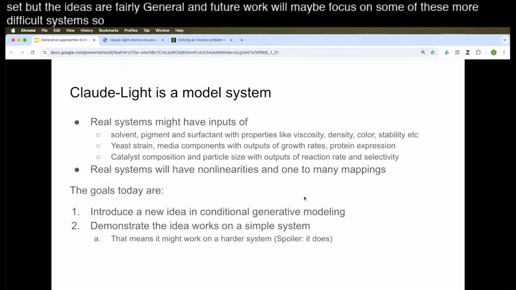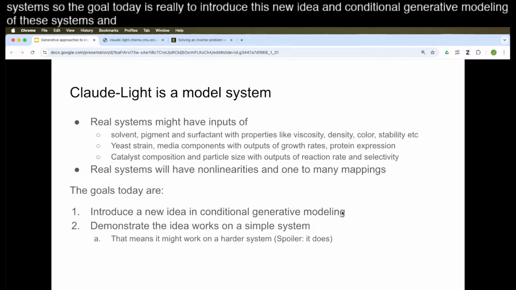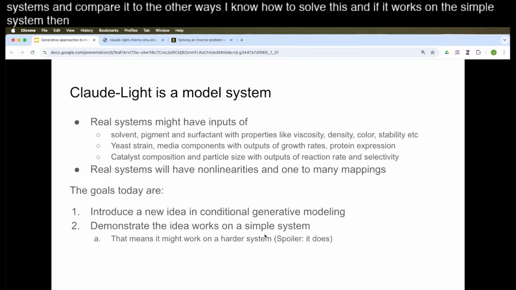So the goal today is really to introduce this new idea in conditional generative modeling of these systems and compare it to the other ways I know how to solve this. And if it works on this simple system, then it's likely it might work on a harder system. And we've done some harder systems, but I won't show them today.